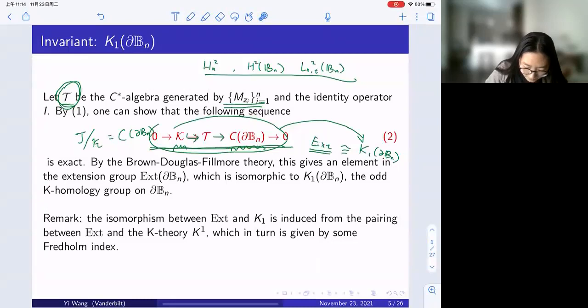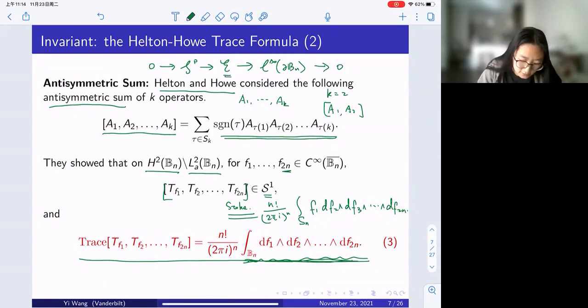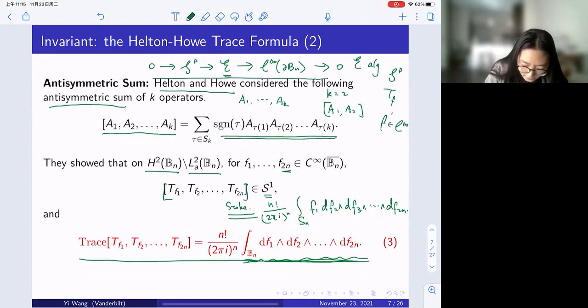this exact sequence here, you can consider something like this. So this epsilon will be the algebra generated by the appropriate Schatten class operators and the Toeplitz operators T_f, where f is in C infinity. So then you have this sort of exact sequence.